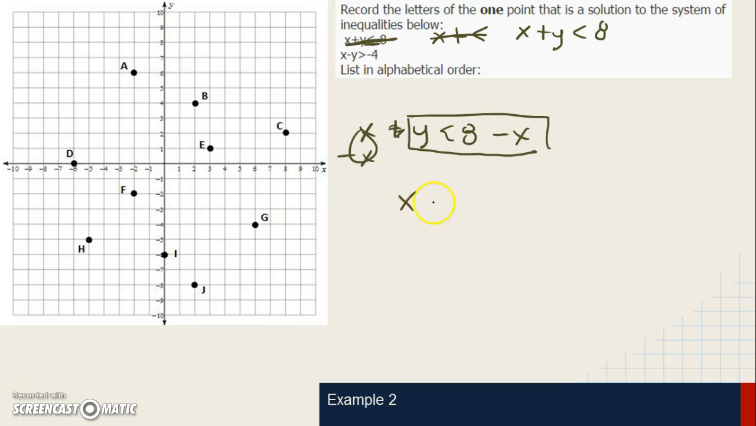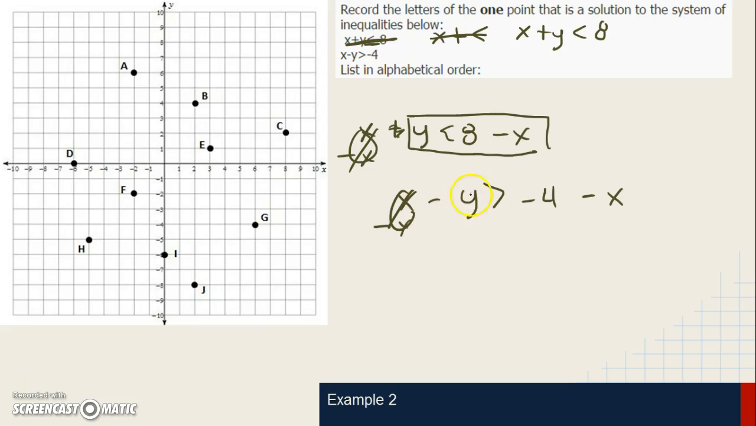Let's do the same thing for the other one. Now in this one I can already see the sign in front of y is a negative. So eventually I'm going to have to divide by a negative. But the first thing I'm going to do is inverse on the x, subtract it. X minus x is 0. We're going to subtract x to the other side.